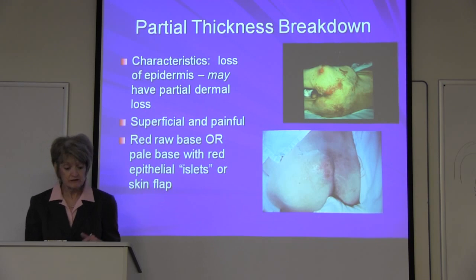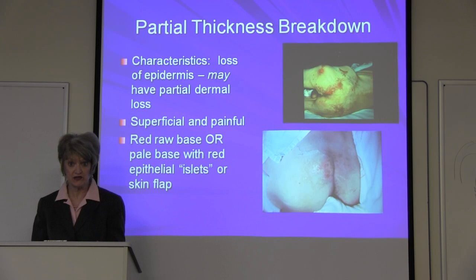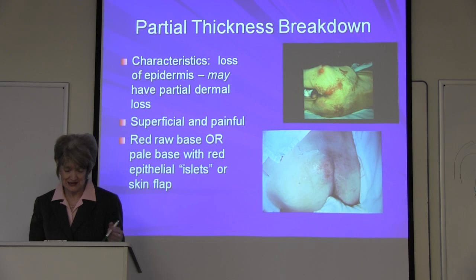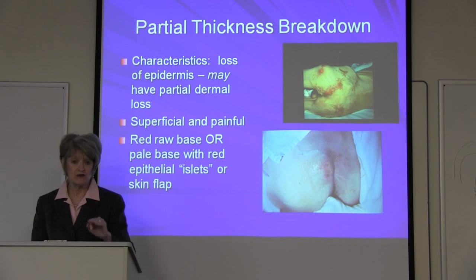Okay, so those are the characteristics, very superficial, typically painful if they have intact sensation, because when you take off the top layer of skin, as you know from experience, you expose a lot of nerve endings and it's very sensitive. So minimal depth, no necrotic tissue, no slough, no eschar, no undermining, no tunneling, and the wound base is either going to be bright red, pale with red epithelial islets, or have a salmon colored appearance.